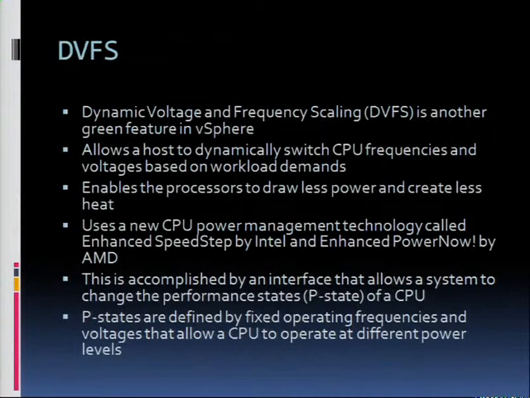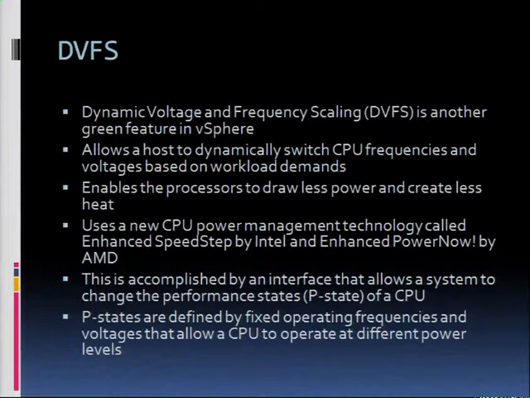Okay, another new feature is called DVS. It's dynamic voltage and frequency scaling. It's another green feature in vSphere. It's designed to save power, to help you save the maximum amount of power you can on your host. Unlike DPM, which actually shuts the host down and moves the VMs to other hosts, DVS works while the host is running, and basically it allows a host to dynamically switch CPU frequencies and voltages based on workload demand. So if the CPU on a host is normally a 4 gigahertz CPU, it can scale it down using states called P states, to a lower level if the VM demand doesn't need the full 4 gigahertz.